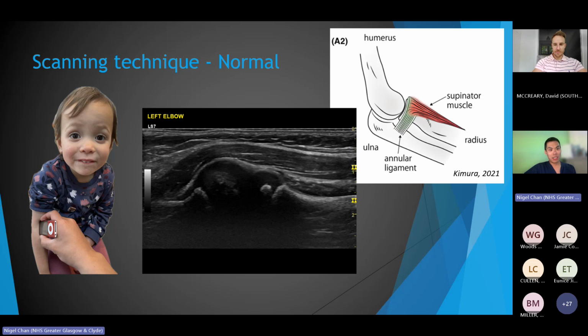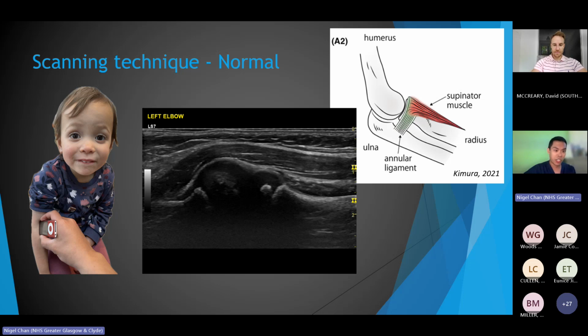So in terms of how you scan for a pulled elbow, you see Hannah's getting a bit more annoyed here, but this is the kind of view you're looking at. You're scanning the radiocapitellar joint basically like this on the arm, like here. The probe marker is towards her head, so it is left of the screen. This is the distal humerus and the capitellum, and this is the radial head. And this is a corresponding picture of what you're looking at.